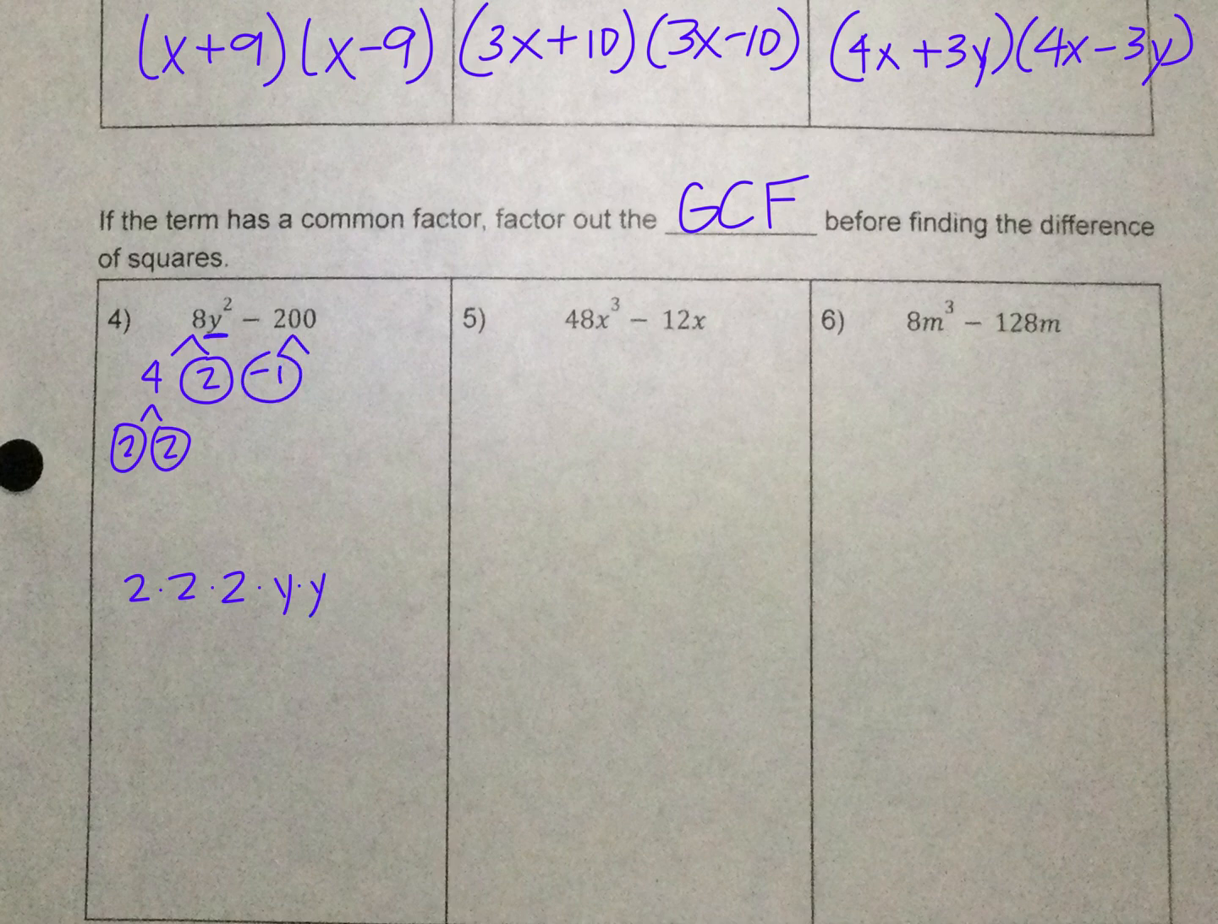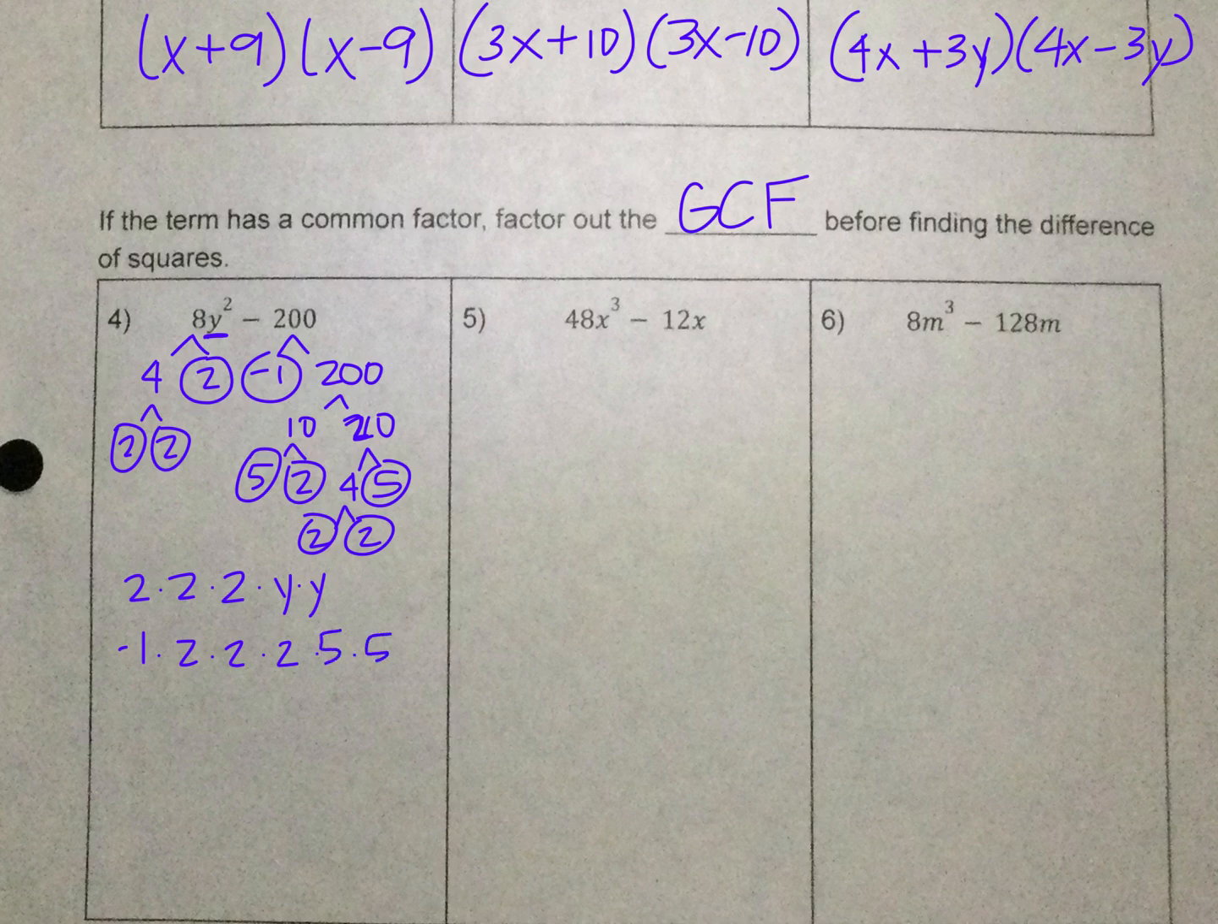Negative 1 and 200. 10 and 10. Nope. 10 and 20. 5 and 2, prime. 4 and 5. 2 and 2. And I got to list all of those. Negative 1. I've got 3 2s, and 5, 5.